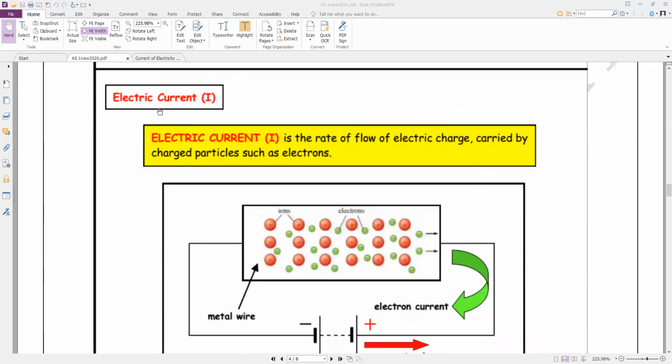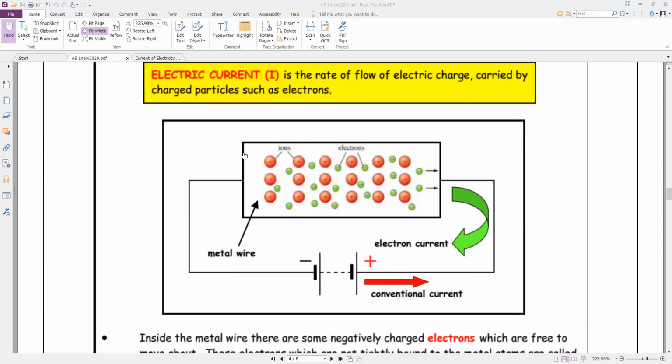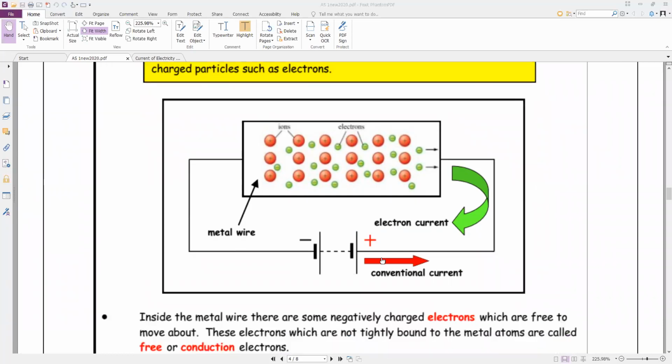What is the electric current? Electric current is the rate of flow of electric charge carried by charged particles such as electrons. In these diagrams, we can see there are 2 directions. There are conventional currents. What is the conventional current? Conventional current is movement from the positive terminal to the negative terminal. What about electron direction? Opposite, from the negative terminal to the positive terminal.